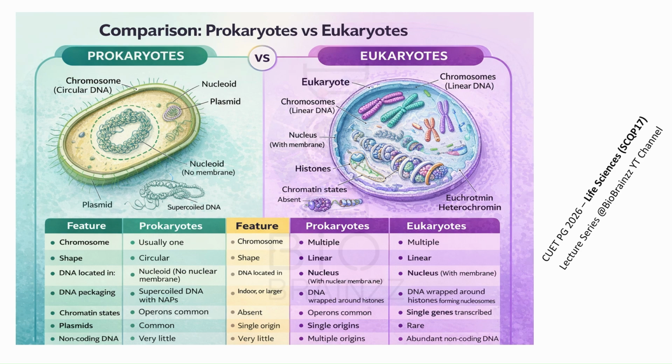The table summarizes these major differences: chromosome number, shape, location, DNA packaging, chromatin organization, plasmids, and non-coding DNA. So for exams, this comparison is extremely important. Questions often come directly as tables.